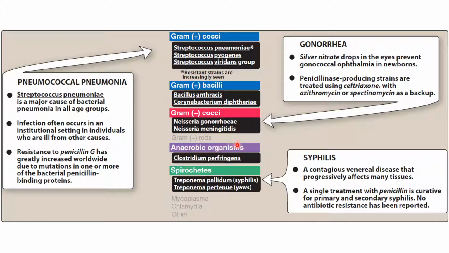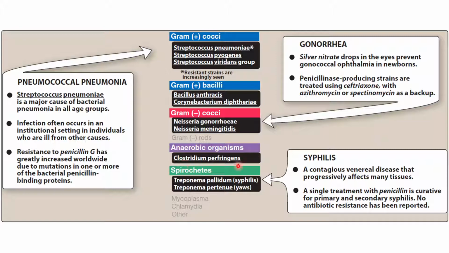Then Clostridium perfringens is an anaerobe. In the microbiologic classification, we have gram-positive: Streptococcus, Bacillus anthracis, and Corynebacterium diphtheriae, and then gram-negative, the Neisseria. Anaerobic means it can survive without oxygen.